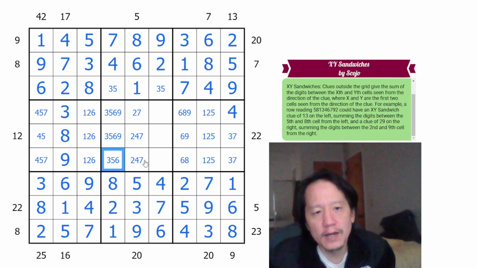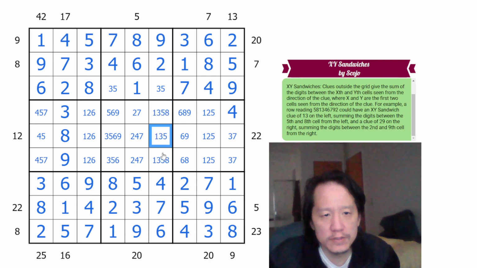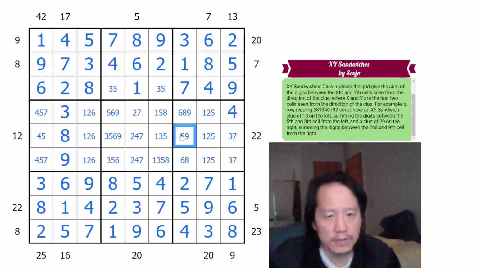This can't be 9 because of this 9. This can't be 3 because of this 3. What's left over here? This is 3 or 5 with 1 or 8. So this can't be 8. This can't be 3. Okay, so then we have, if this is between 4 and 8, this has to be 1, 2, 9.